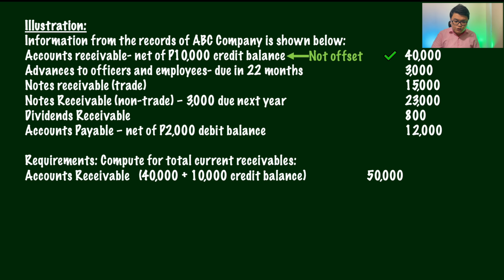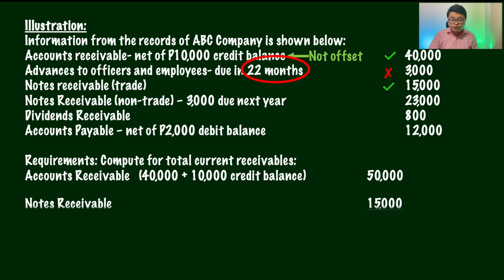Next, for advances to officers and employees, this is a non-trade receivable, and at the same time, since it is due in 22 months, it is not a current one. Next item is a notes trade receivable amounting to 15,000. Since this is a trade receivable, it is assumed that we will collect this within 1 year or 1 operating cycle, whichever is longer. Therefore, notes receivable is included and our total trade receivables would be 65,000.